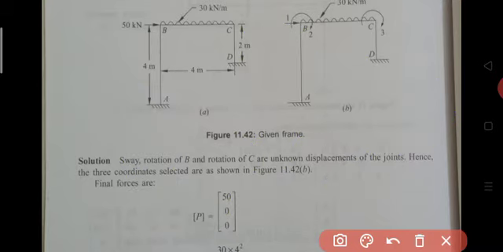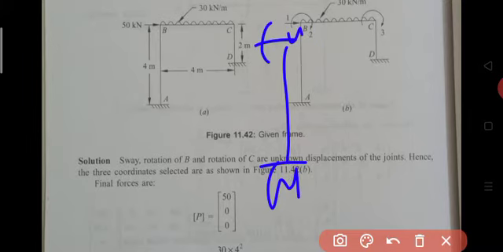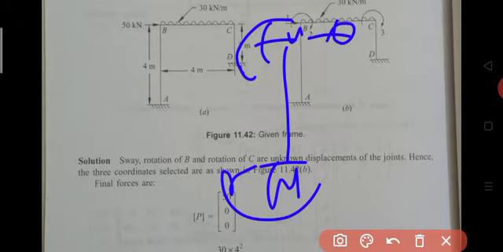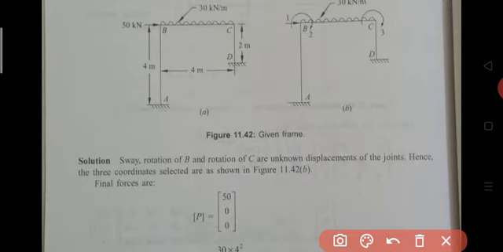Then consider the CD column. Again both ends are fixed. In this case also there is no external force, so both end moments, M of CD and M of DC, are equal to 0. The horizontal reaction is also 0, since there is no horizontal force. So in the fourth step, what we are doing is restraining the structure. We are not permitting any displacement at any node.